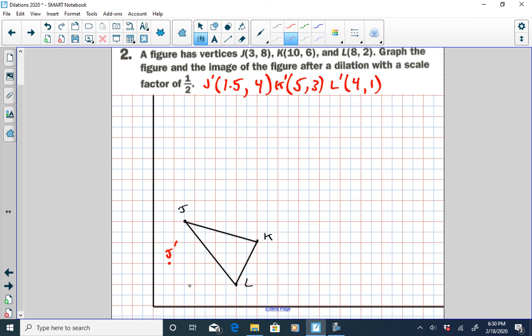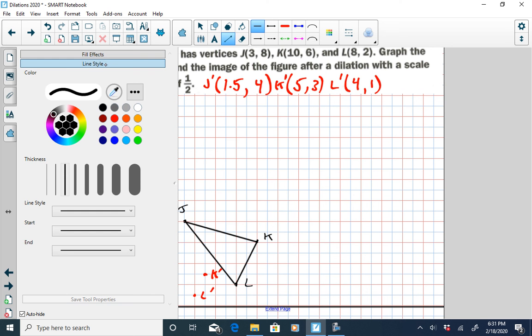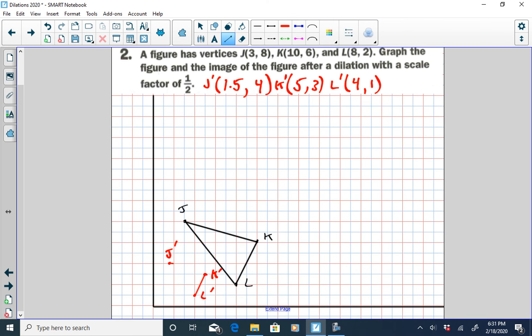That's J prime. K prime is located at 5, comma 3. There's 5, there's 3. That's K prime. And then L prime is located at 4, comma 1. There's L prime. Let's connect the points in a straight line. I need my fill effects. On style, I want red here. So we'll go from here to here, here to here, and here to here.